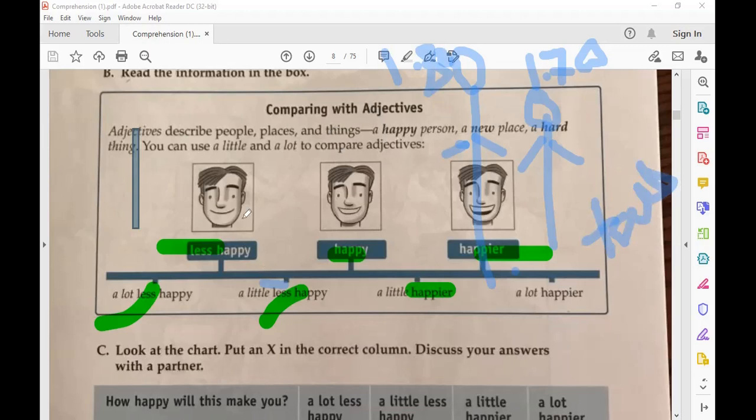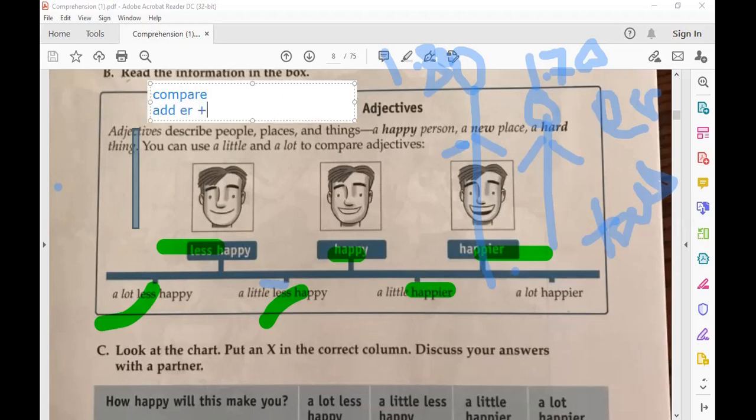Whenever we compare between two people, we add what? We add er, like this. Whenever we compare, we add er plus the adjective, which means Muhammad is taller than, what is the name of the other guy? Ali, let's say. Here we have the adjective tall. And we have two what? People.